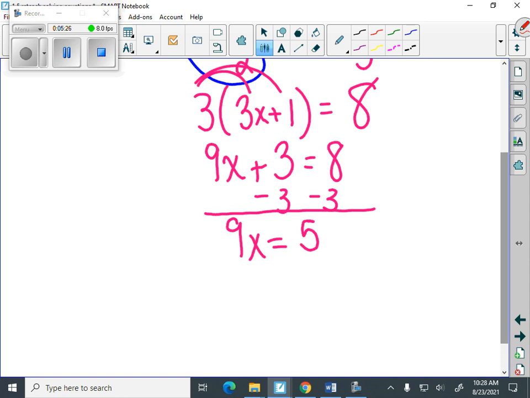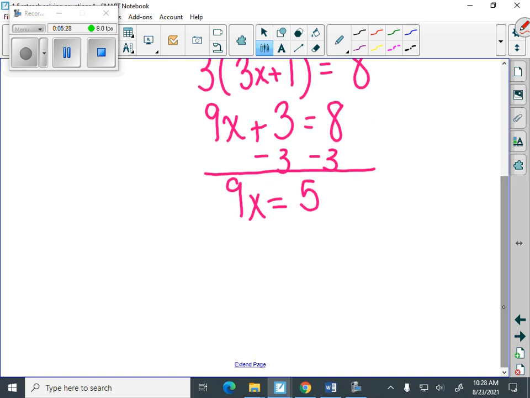And then we can finish. 9 times x divided by 9. x equals 5/9. You do not need to type that into Desmos. It's a repeating decimal. We're better off with the 5/9.